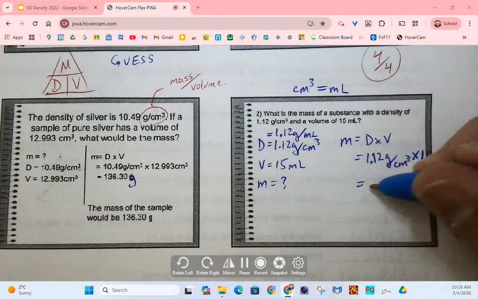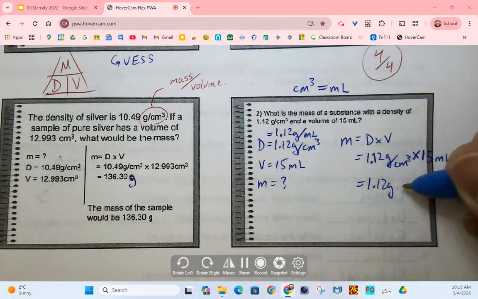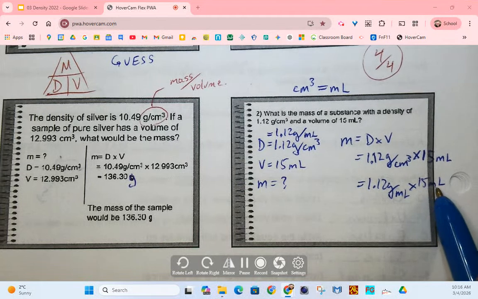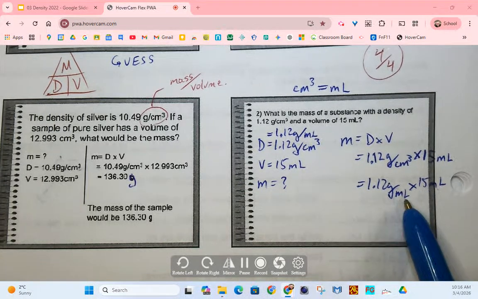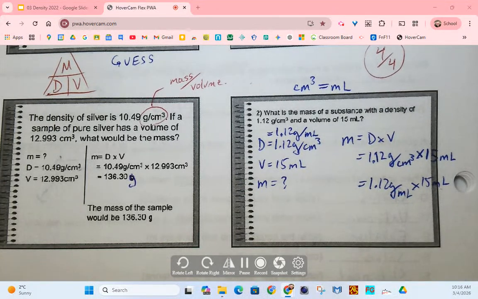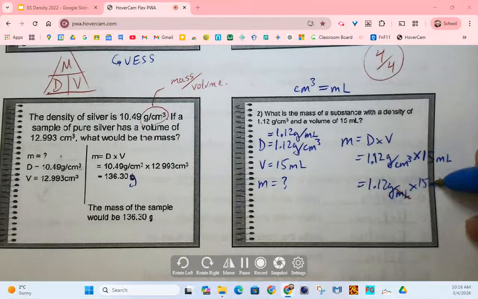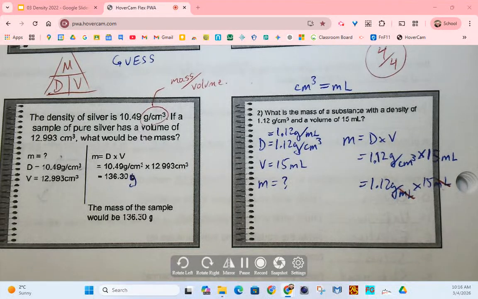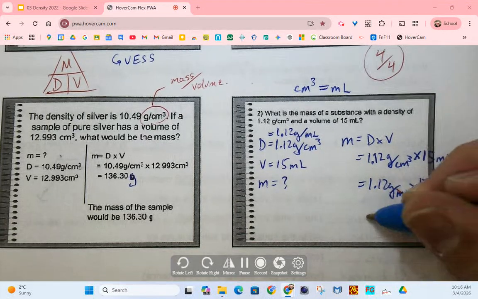Because 1.12 grams per milliliter times 15 milliliters, it turns out that if I have a milliliter in the numerator and a milliliter in the denominator, units can cancel. Look at that. A numerator milliliter and a denominator milliliter actually cancel each other out. Okay? So I'm just putting it out there that that's something that we could start to be aware of.